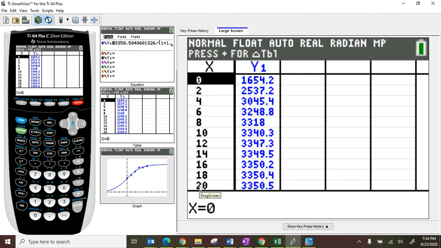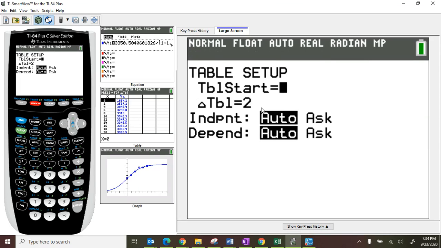But what if I wanted to find 1,000 years after 1989, or to answer a question like what's happening 2 years after the last year, 1994? We would actually have to look at 7. So sometimes if we change it, it's not very helpful. The one that is most helpful, in my opinion, is to go back to table set and, instead of changing the table start and the change in, change the x values to ask. Then I go back to the table.